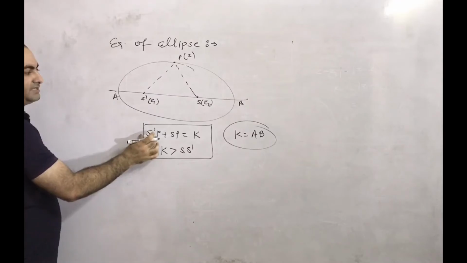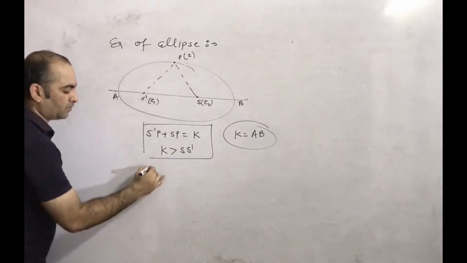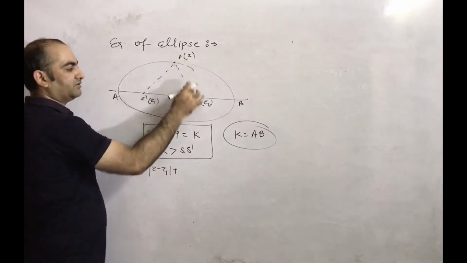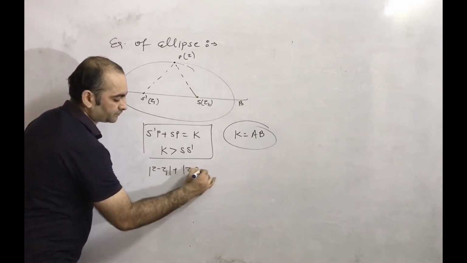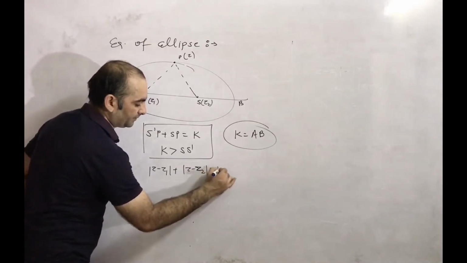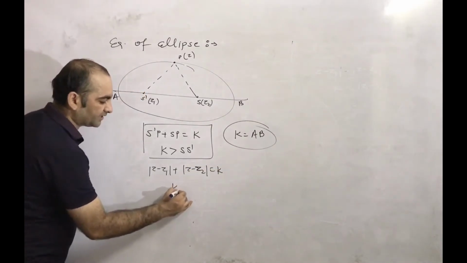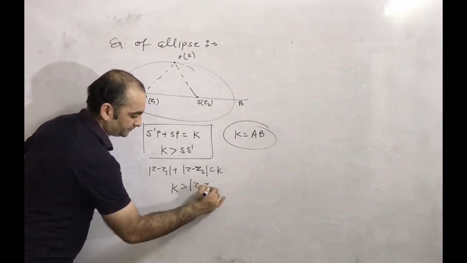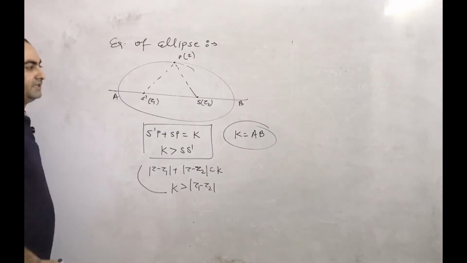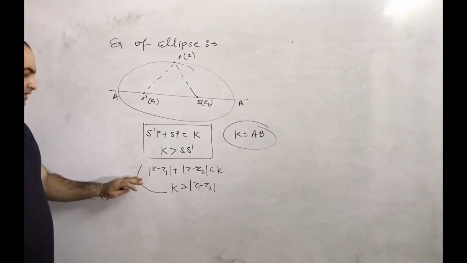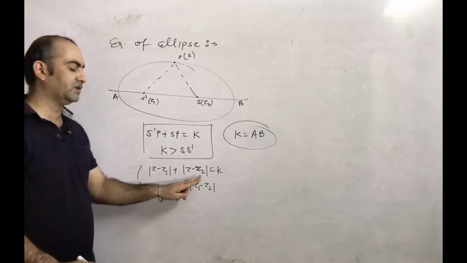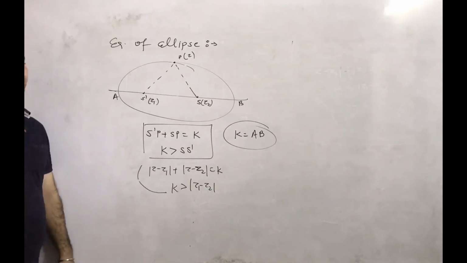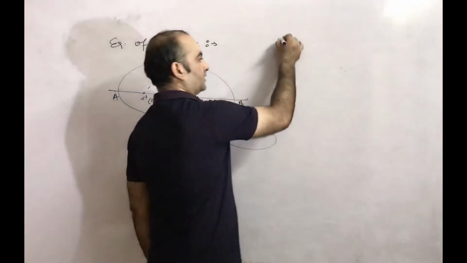S dash P is modulus of z minus z1, plus SP, which is modulus of z minus z2, equal to K. And if K is greater than S dash S, which is modulus of z1 minus z2, then we can say that this represents an ellipse equation, where z1 and z2 are the foci, and K is the length of the major axis.